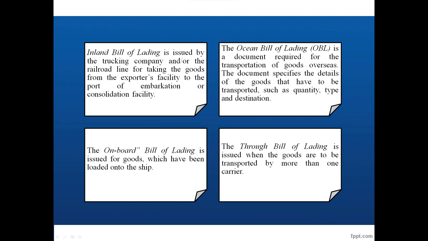Inland bill of lading is issued by the trucking company or the railroad line for taking the goods from the exporter's facility to the port of embarkation or consolidation facility. The ocean bill of lading is a document required for the transportation of goods overseas. The document specifies the details of the goods that have to be transported, such as quantity, type, and destination.